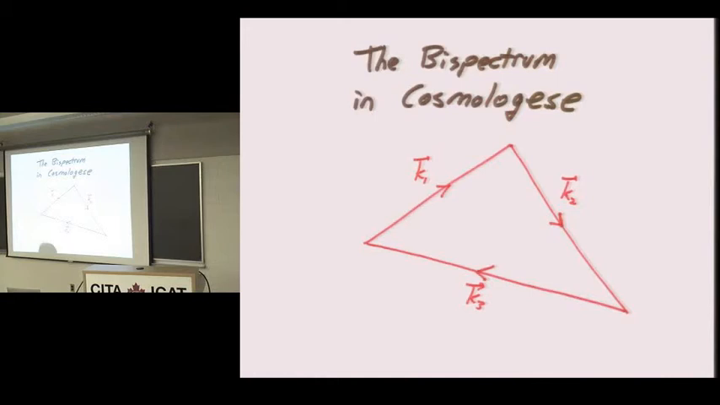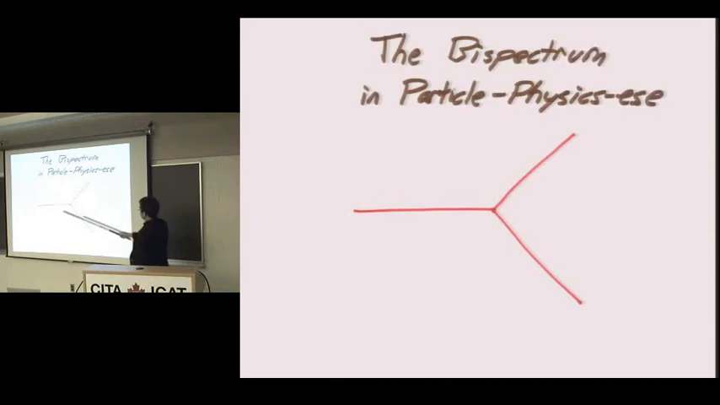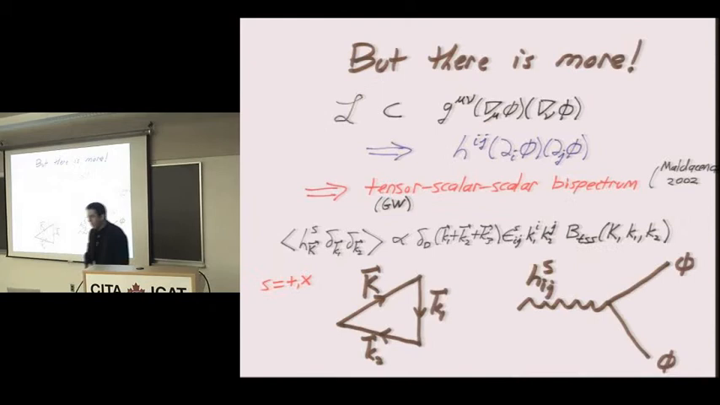The bispectrum for this triangle is the same as the bispectrum for that triangle, that triangle, that triangle. In particle theory, this is how we represent a bispectrum. It is a three-point correlation function for the curvature perturbation. So that is what you've seen on our guide for the past 10 years. But there's more that inflation can, and in fact does, predict.